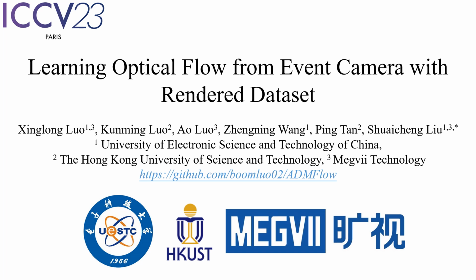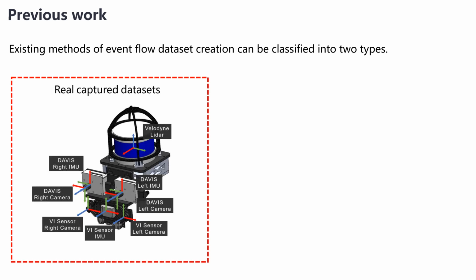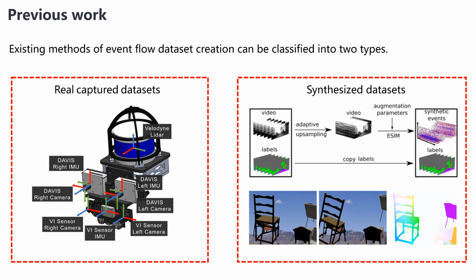In this paper, we built a high-quality event flow dataset and proposed an adaptive density module. Existing methods of event flow dataset creation can be classified into two types. First, directly capturing from real event cameras and getting depth information from lidar sensors. Second, moving foregrounds on top of a background image to create synthesized flow motions and applying frame interpolation to create events. However, both types of datasets present challenges that make training the event flow network difficult.